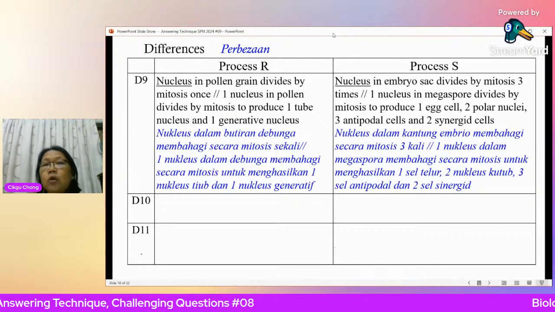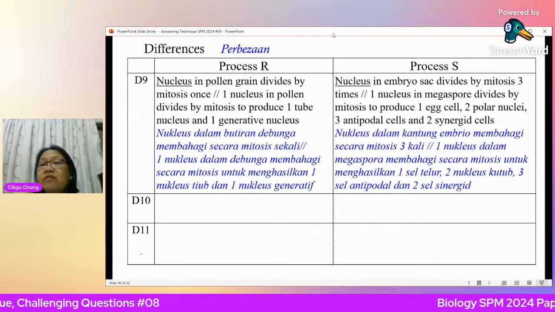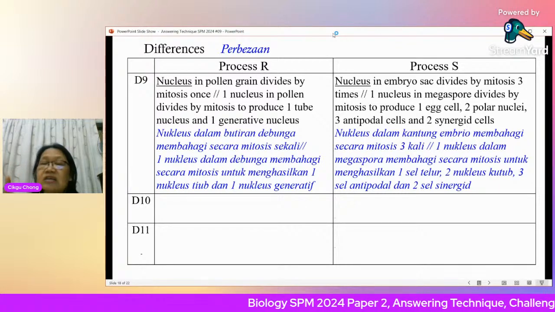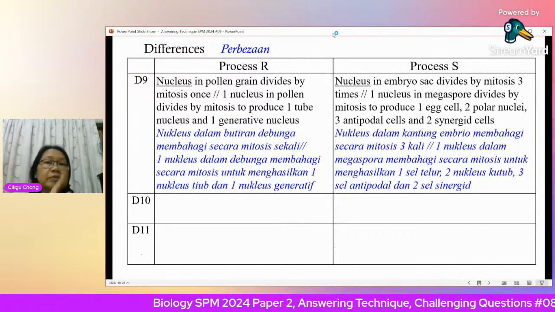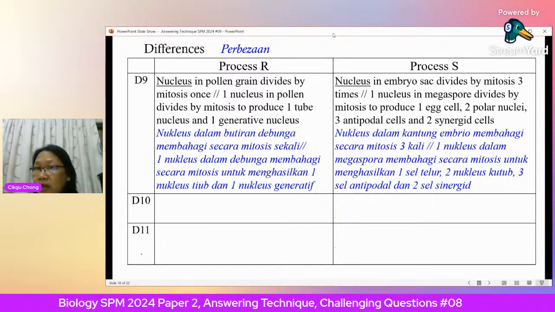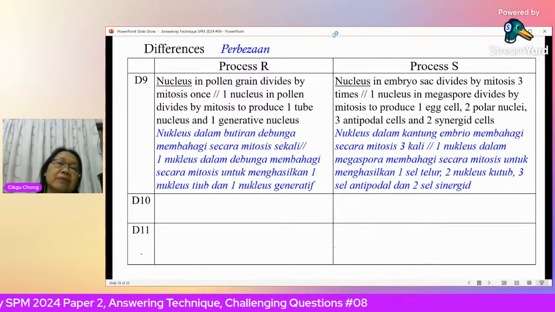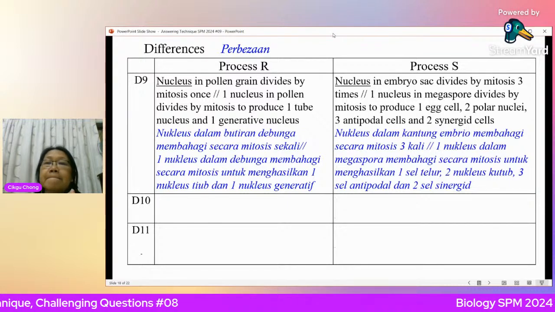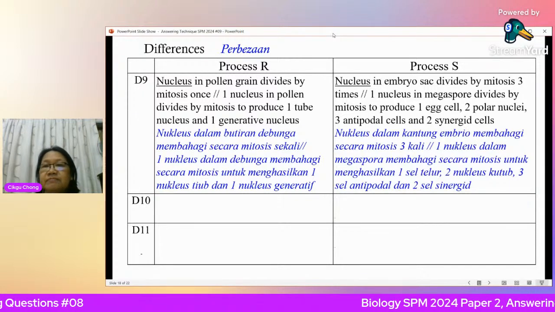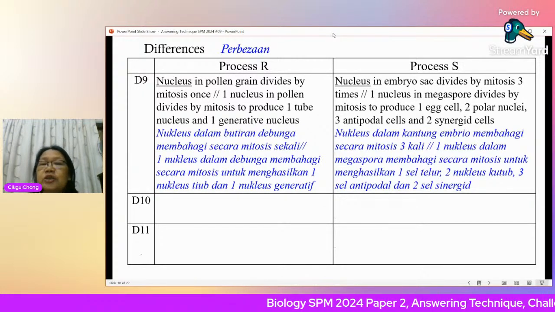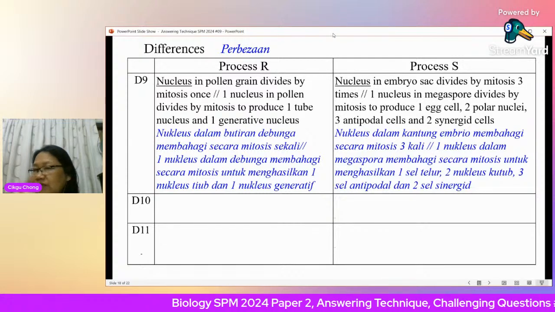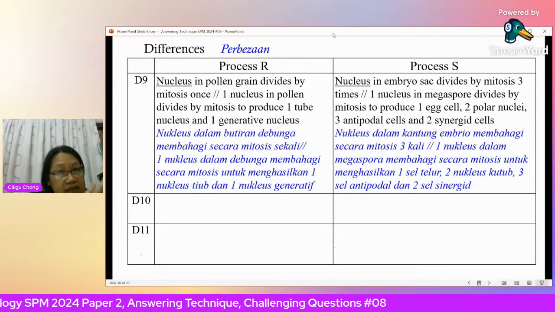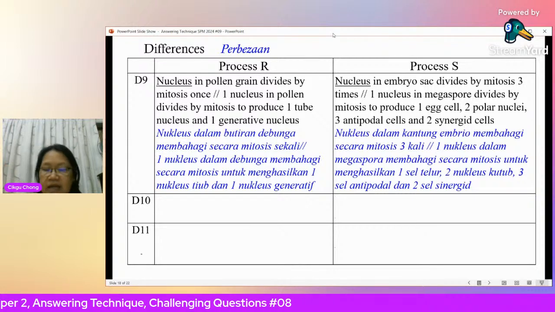Or you can write 1 nucleus in megaspore divides by mitosis to produce 8 nuclei. So one of it will become 8 cells. 2 of it will become polar nuclei, 3 will become antipodal cells, and another 2 will become synergid cells. Okay, so altogether you will have 3, 4, 5, 6, 7, 8 nuclei. So you either talk about the first sentence or the second sentence. Okay, now next, what else?